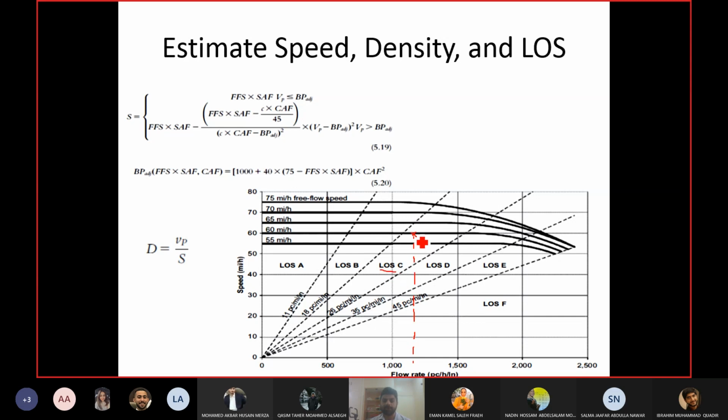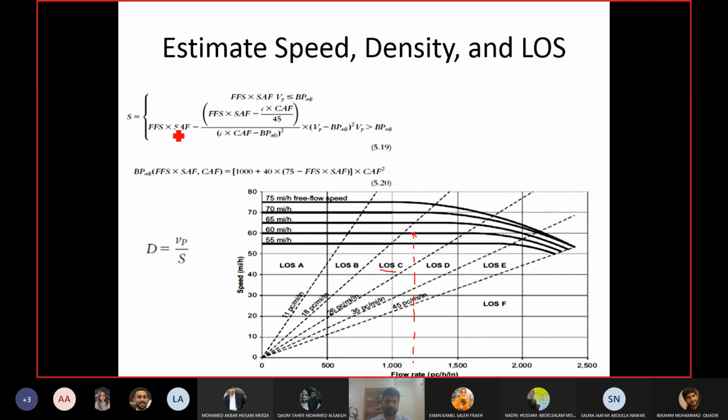If you want to find out the speed, at this point go to the y-axis and you will know the speed. This is a very simple procedure, but again, the condition is that your free flow speed should be equal to the value of the free flow speed curve which is given. Now if your value is not equal to these 5 values, then you will apply the equations, and these are the equations.